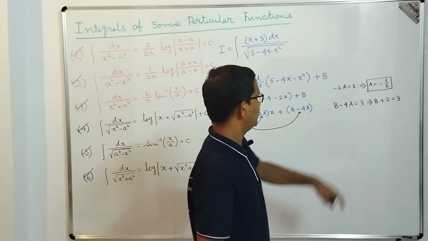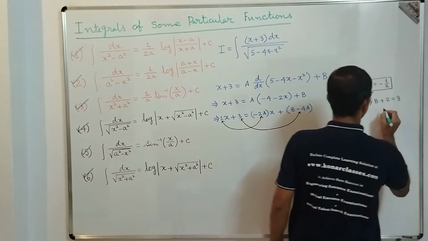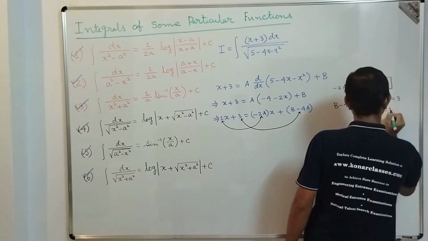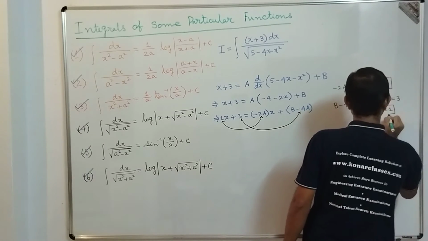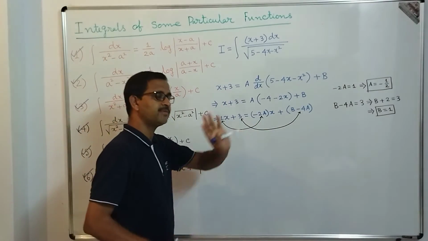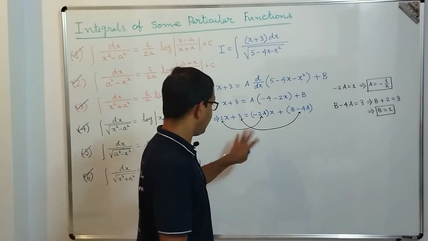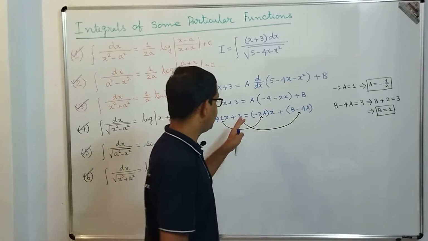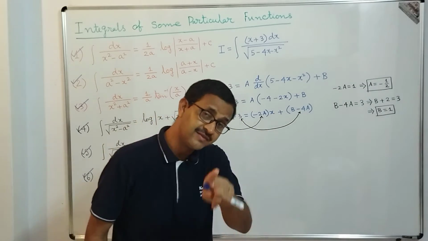Okay, so from here we get the value of b is equal to 1. Now let me tell you, dear students, that this is not the only way to find the value of capital A and capital B. This is one way, by equating the coefficient of x on both sides and equating the constant term. There is another way also.